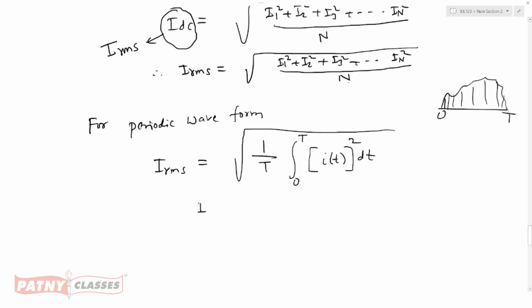What is I of t? I of t is nothing but the instantaneous value of current. It is given by some function, so it is some expression, some function of t.